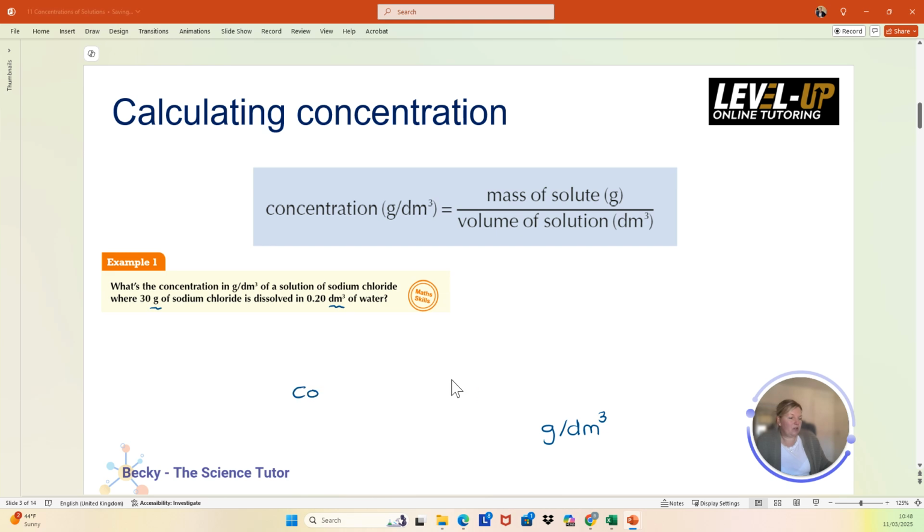So we're going to take the concentration. Concentration is the mass over the volume, and if I substitute that in, I've got 30 divided by 0.2. If you pop that in your calculator, you're going to find that you've got 150 grams per decimeter cubed. Okay, let's have a look at another one.